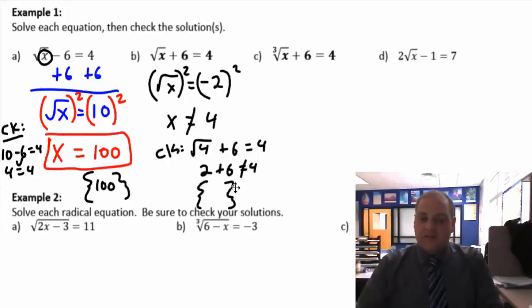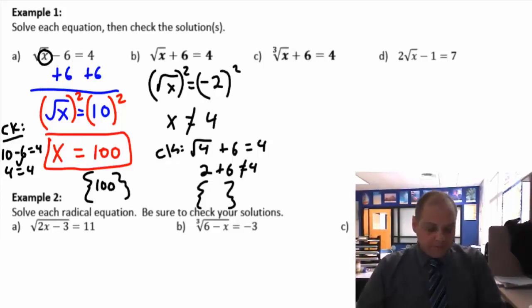You just draw the braces with nothing in them. That means it's the empty set. There is no answer. There is no solution. So there's no number where you could take the square root and add 6 and get 4 for an answer, which should make sense, because when you take the square root, you have to get a positive number. There's no positive number plus 6 that will equal 4. So there could be no answer for that one.